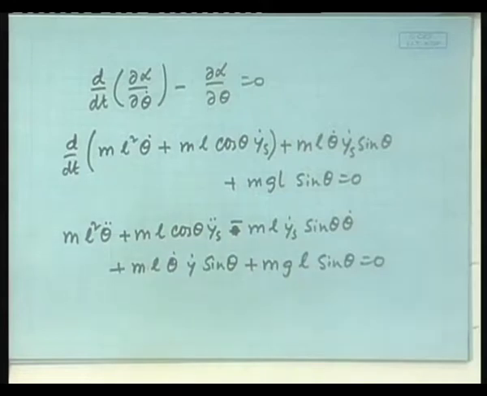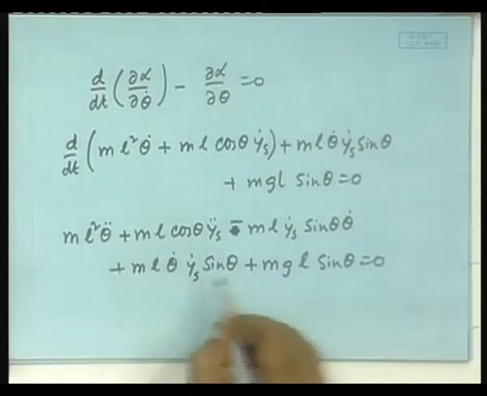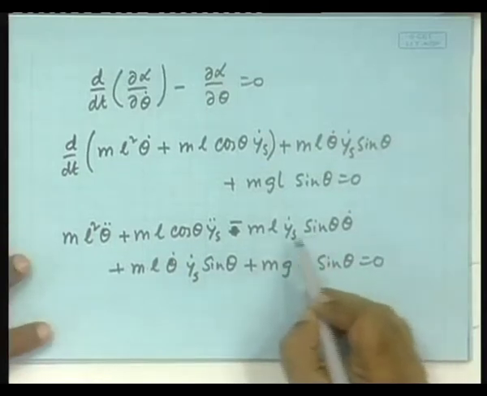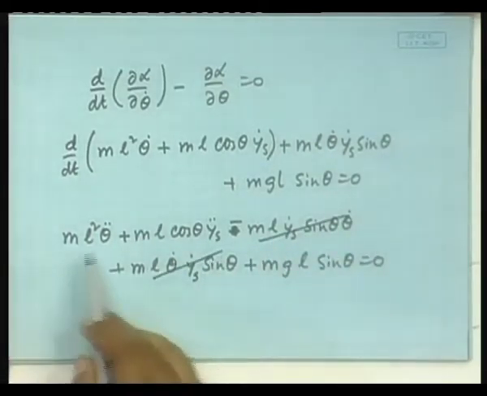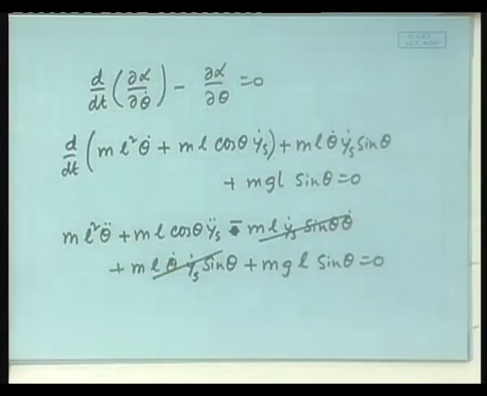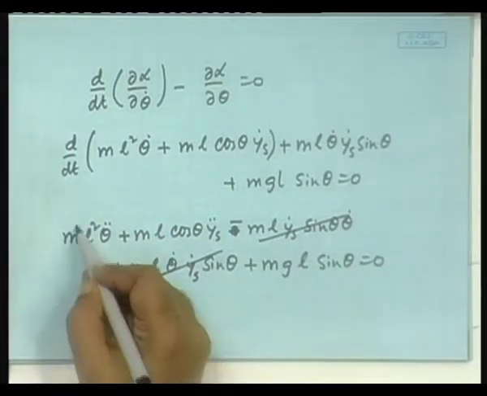That's what I am looking for. What cancels? m l y dot s sin theta. The third and the fourth term will cancel. These two cancel off, no? Yes, sir. So these three things remain. Then we can cancel certain things.